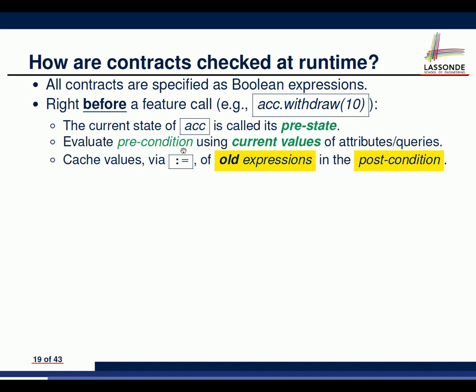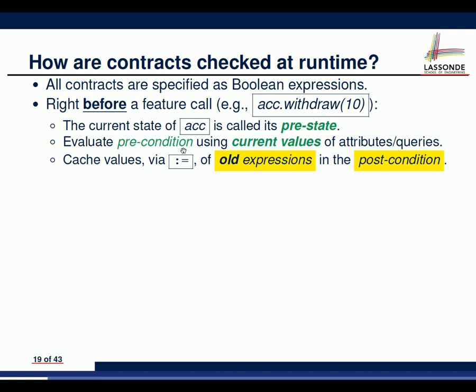Okay. So now, when I talk about cache values, which means at the point once your feature body is executed, you want to compare the pre-state value and the post-state values. That's why you have to store the pre-state values beforehand in order to do comparison. And the way IFO does it is kind of depending on how you write the post-condition. Okay, the principle is very easy. Let me just read this to you.